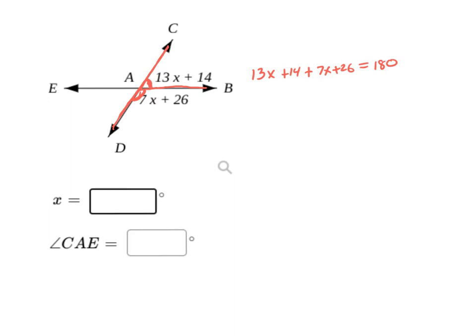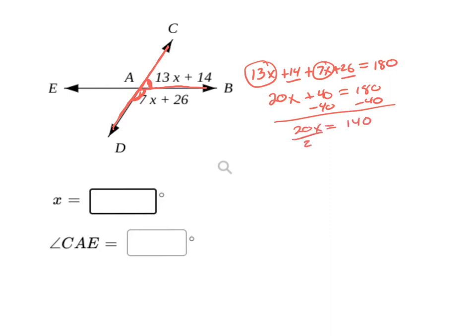Combine your like terms. So you have 13x and 7x gives you 20x. 14 and 26 is going to give you 40, is equal to 180. Subtract 40, and then you end up with 20x is equal to 140. Divide by 20, and in this case, x will equal 7.